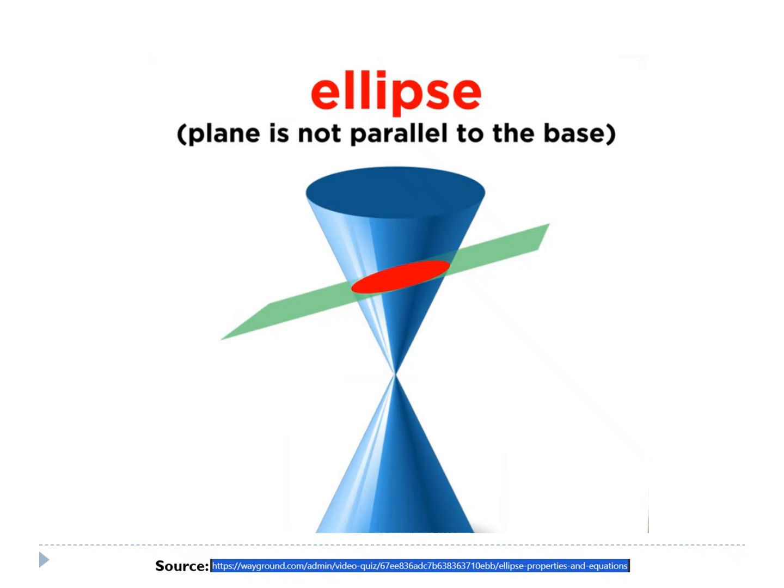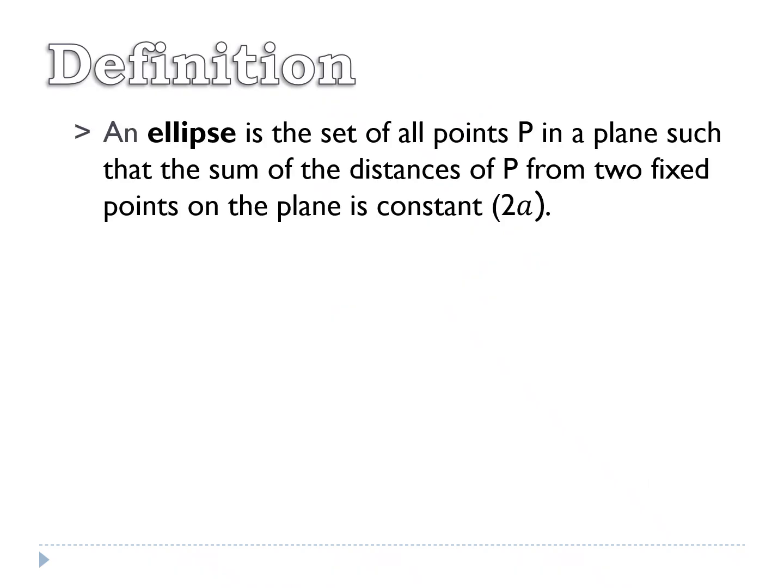From the definition, an ellipse is the set of all points P in a plane such that the sum of the distances of P from two fixed points on the plane is constant, and that is equal to 2a, as what you have seen in our derivation of the formula. So this plays a great role in the standard form of the equation of an ellipse.